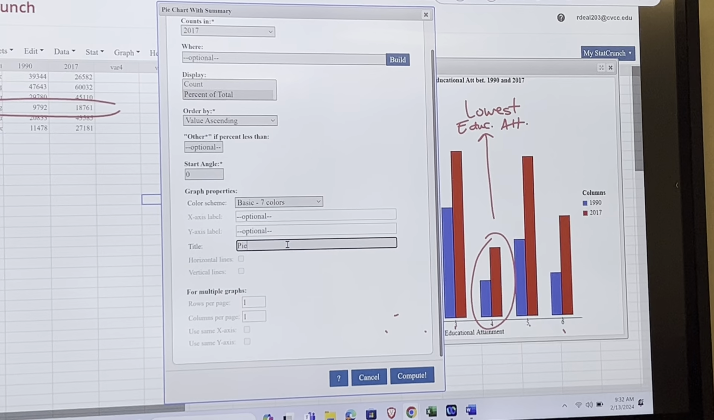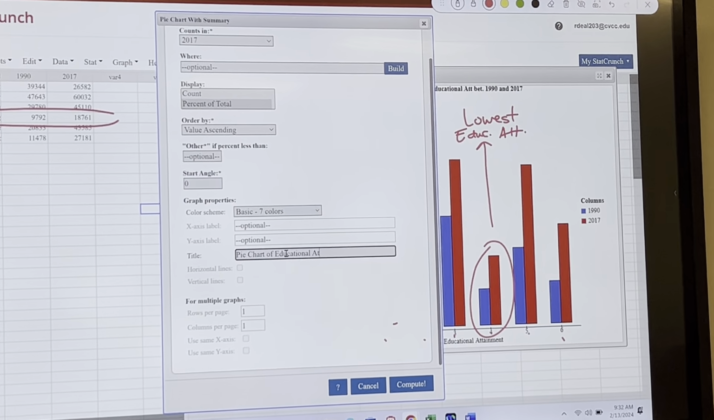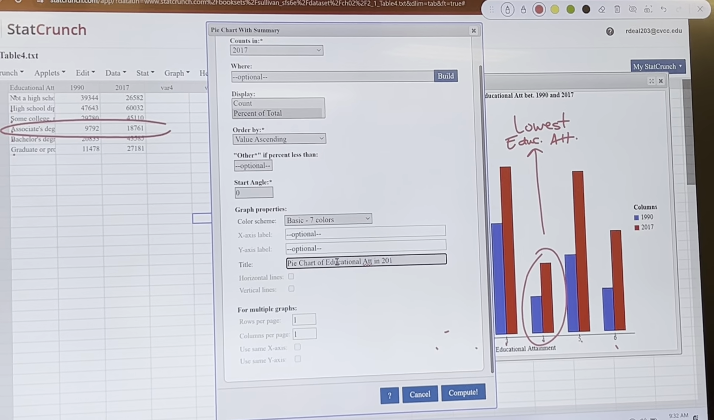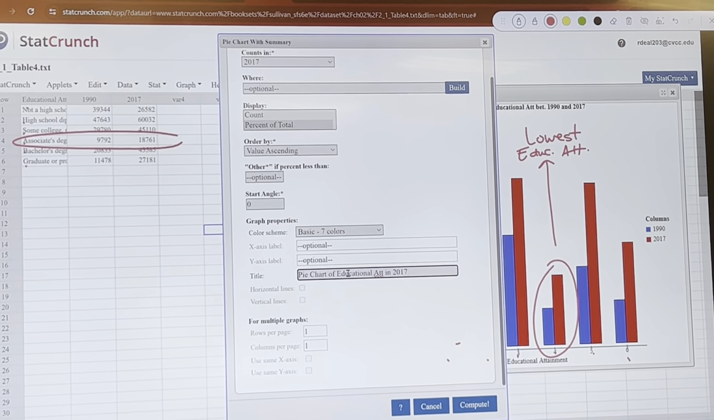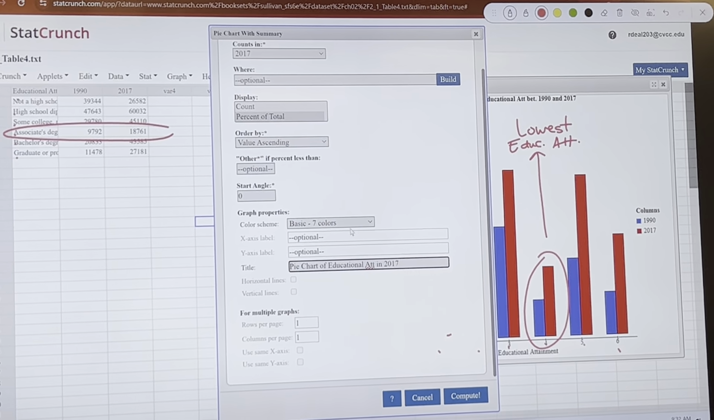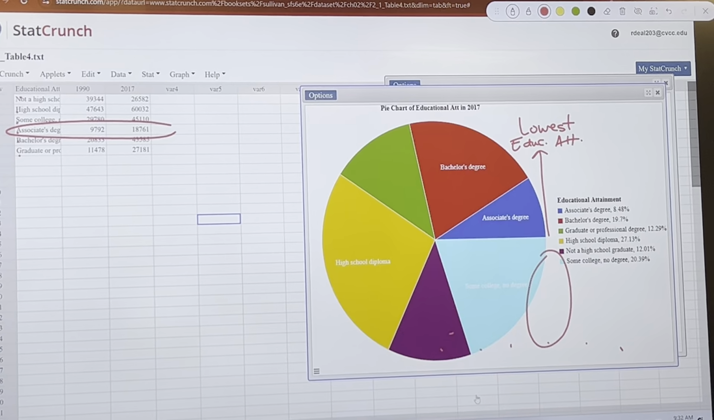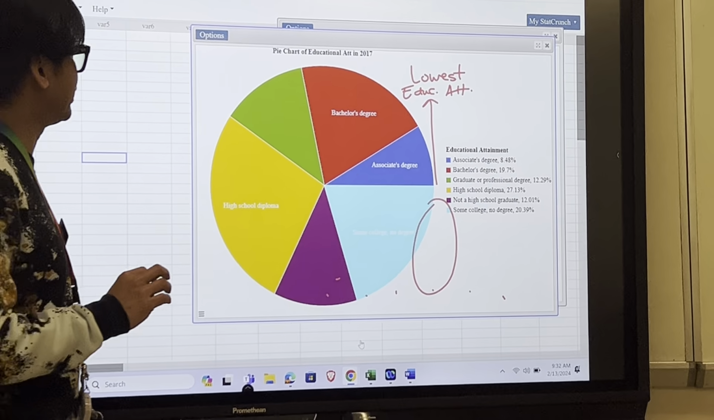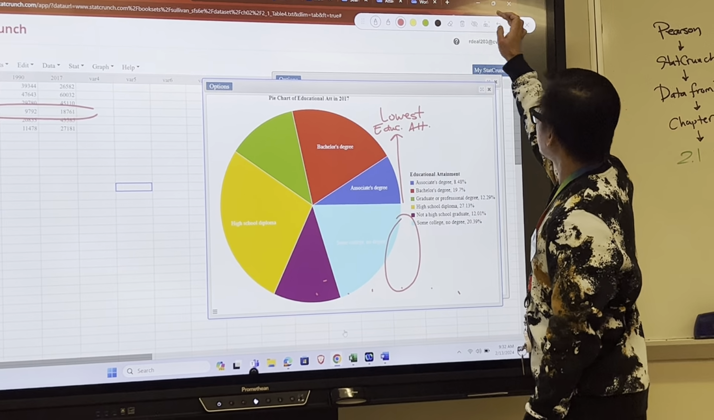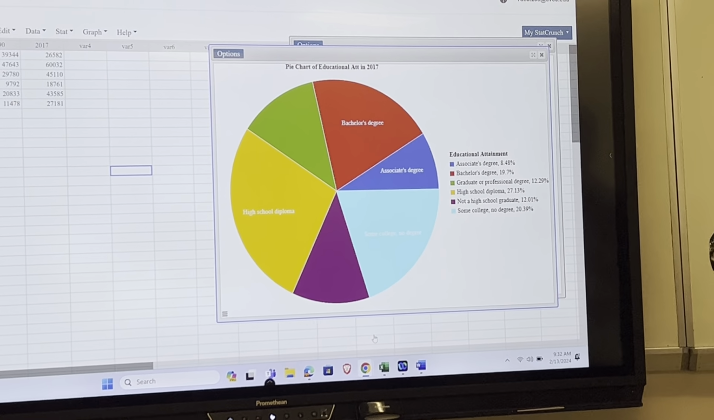And then we can put a title if you want to put a title. So let's put in here: pie chart of educational attainment, year, what's this year? 2017. Get it? Okay, so it's a pie chart of educational attainment in 2017. And then, let's see what we got in here. Okay, so here it is now. Wow. This gives us a summarized data in terms of pie chart. Again, this is for 2017.